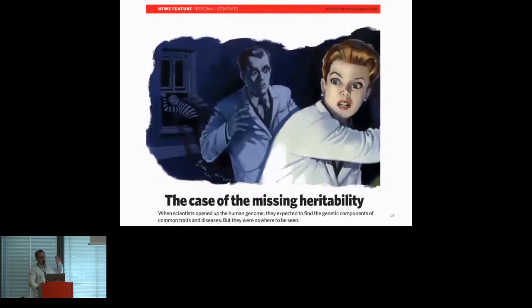So that's one issue: the non-coding regions and how you link them to gene expression or anything in GWAS. The other issue is that there's still a lot of missing variability, that we are unable to explain a large proportion of variation for both traits such as height and diseases just by looking at genetic variants.